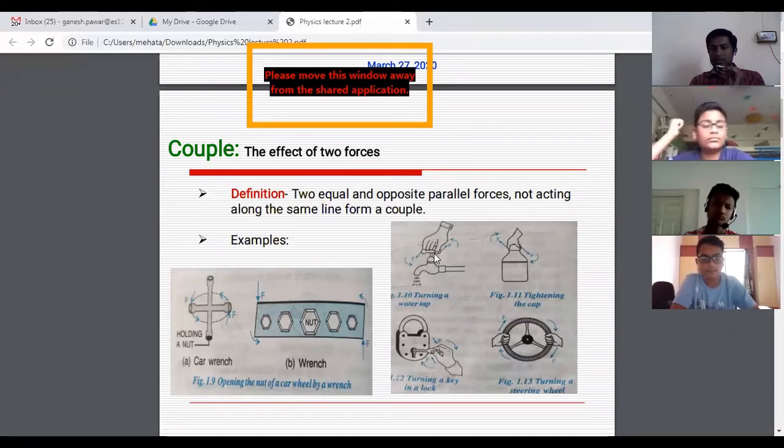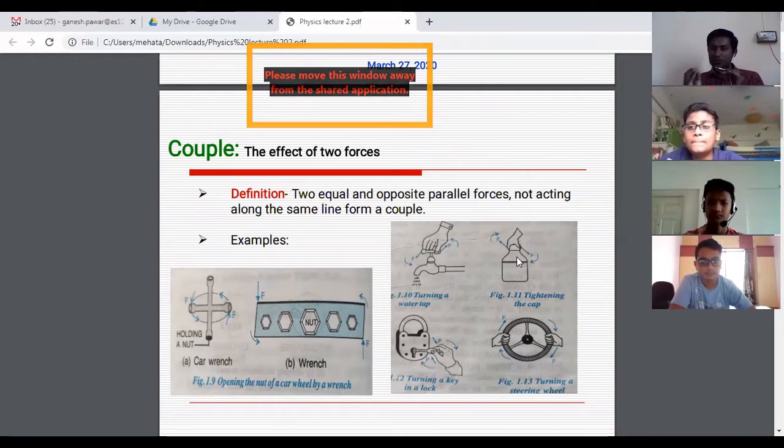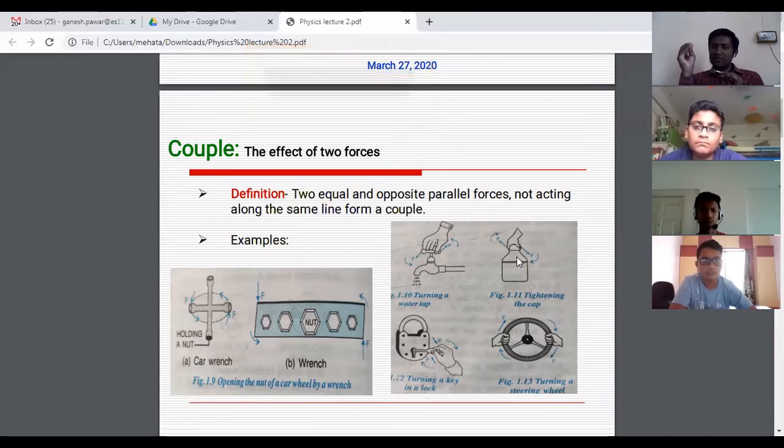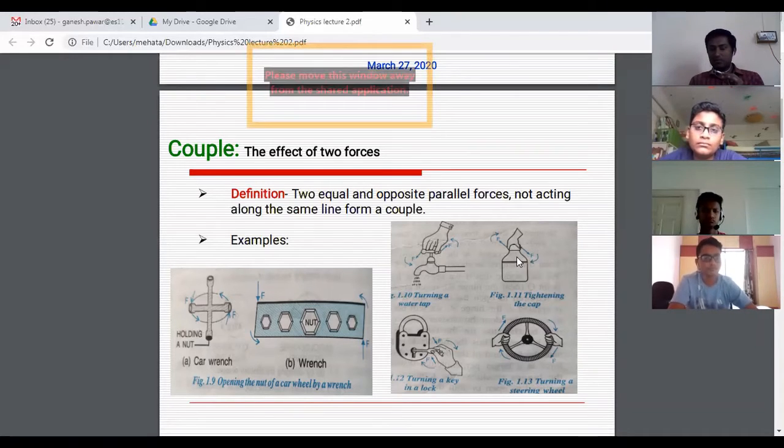Is the effect of two forces there? You can see one force, second force. But in moment of force, you have to consider the effect of only one force, because the second moment always comes out to be zero in case of moment of force.